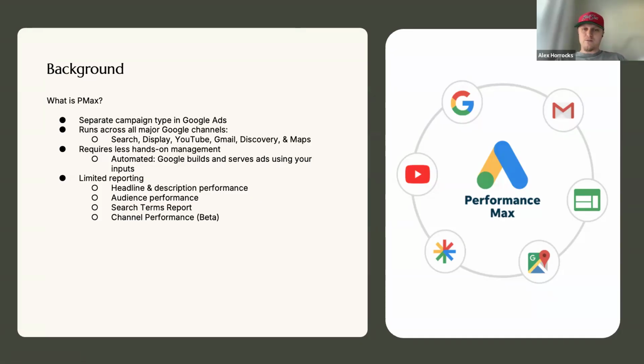Thank you. So we'll just go ahead and hop into the background with what Performance Max is. At a very high level, it is a separate campaign type in Google Ads. It allows you to show your ads across all major Google channels all in one place. Some of those channels include Search, Display, YouTube, Gmail, Discovery, and Maps. It is a much more hands-off campaign type because of the advertiser inputs that you put into it. What it ends up doing is automatically generate assets to showcase your ads. It is a campaign type with limited reporting, which we will get into in more detail.